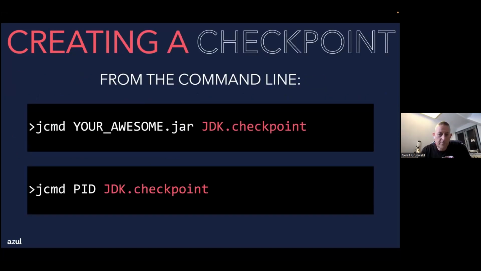So creating a checkpoint, I already told you, we can do it from code, or you can do it from the command line. From the command line, we use jcmd. And you can either use it with the jar file itself, or you use the PID of the running program. And the command is JDK.checkpoint. And this will then call the JVM and say, now we create a checkpoint, right?